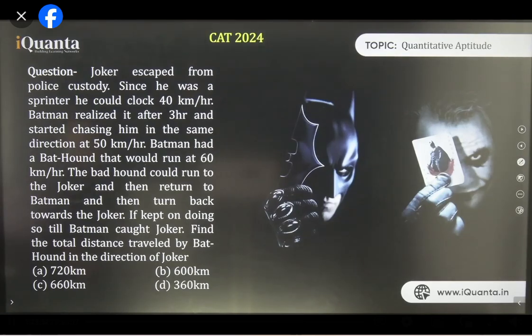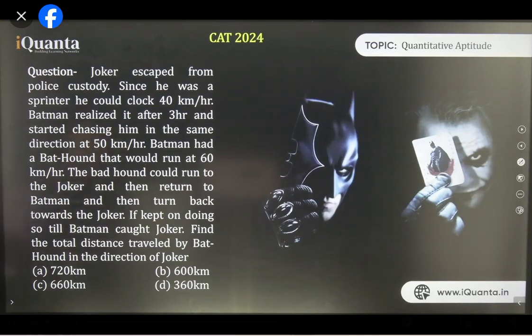He could clock 40 kilometers per hour. Batman realized it after 3 hours and started chasing him in the same direction at 50 kilometers per hour. So that was the ratio of distances. Let's do this question. That was an easy one. You can just look at it and get it easily.